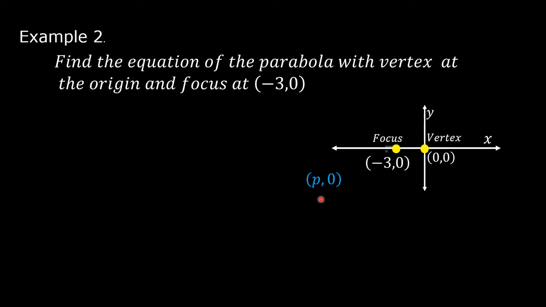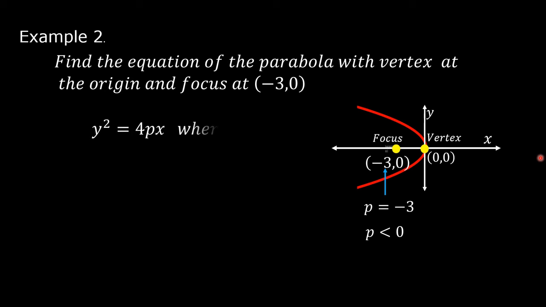This is in the form of p, 0. p is equal to negative 3 and p is less than 0. If the focus of the parabola is on the x-axis and p is less than 0, then the parabola opens to the left, and it has an equation in the form of y squared is equal to 4px, where p is less than 0.